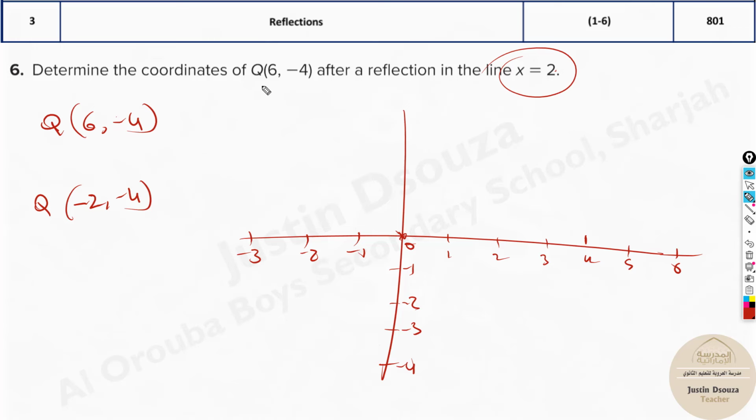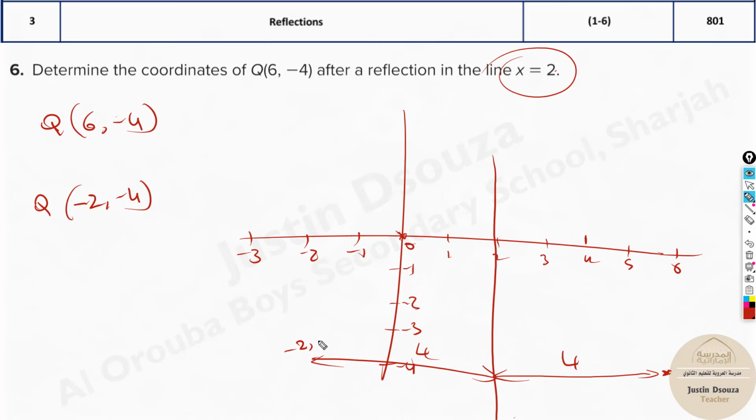Where is this given point? 6 and -4, it's somewhere over here. Now, where is the reflection line? It is at 2. What is the distance from the reflection line to the point? It is 4 units. So we have to go 4 units to the other side. That's it. Where is the point now located? It will be at -2, -4. That's the answer. That is how we get these points.